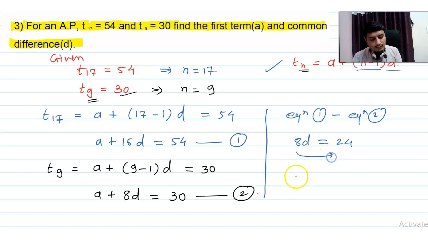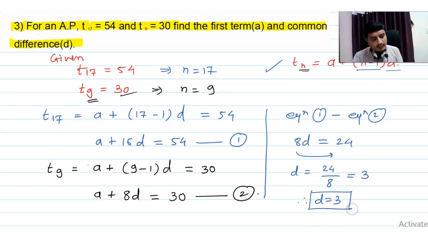Now to evaluate the value of variable d, we have to shift 8 from LHS to RHS. Once 8 is the multiplier, after shifting it becomes a divisor. So 24 divided by 8, 8 threes are 24. So the d value is 3.